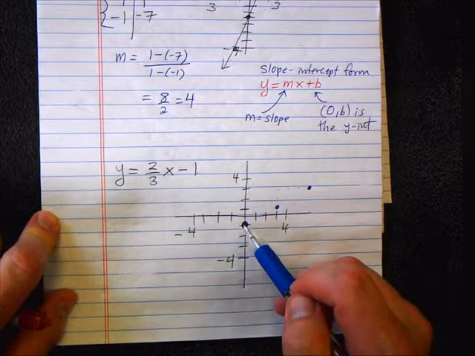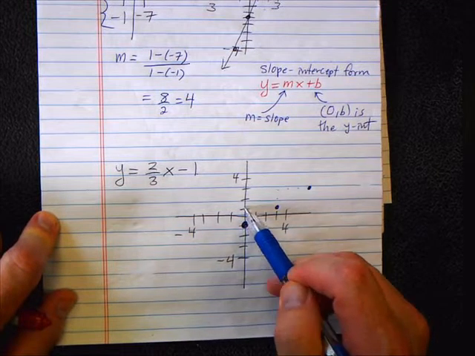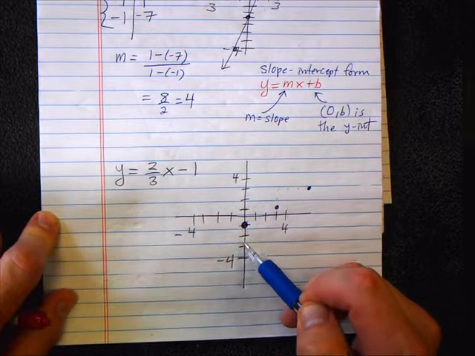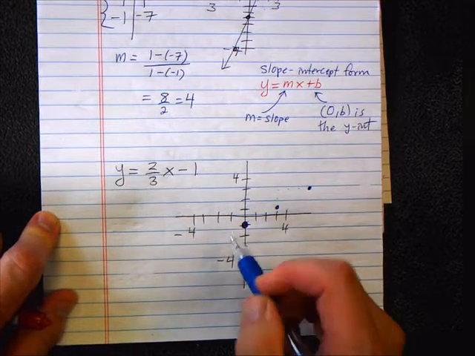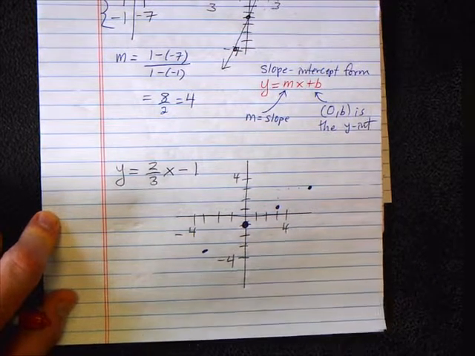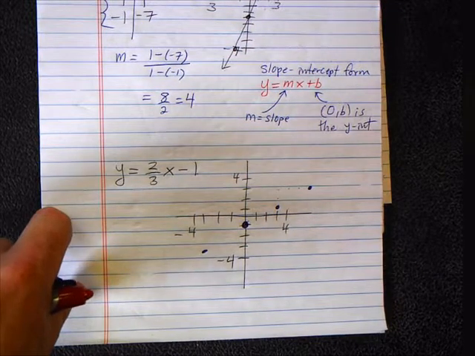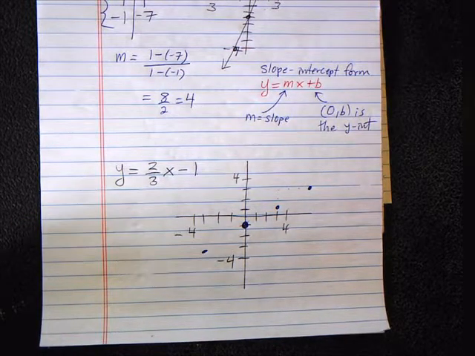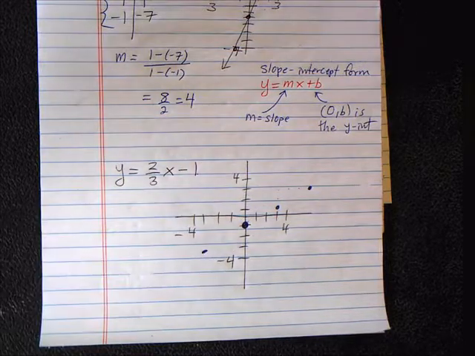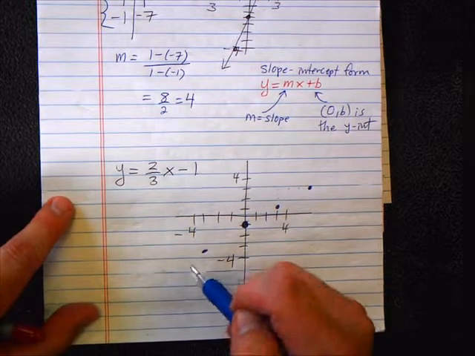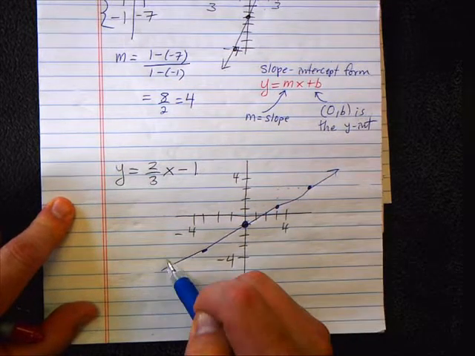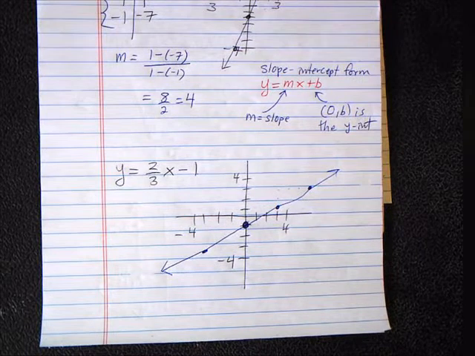Or I could go back to my intercept. Instead of going up 2 and right 3, I could go down 2 and left 3. 1, 2, 3. So very quickly and very easily, without having to do any arithmetic at all, I generate lots of points on that graph. I don't have to plug numbers in. All I have to do is use my intercept, use my slope, connect the dots. And there's my graph. Questions on that?